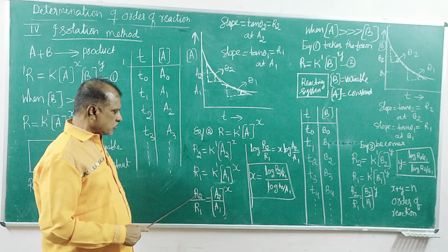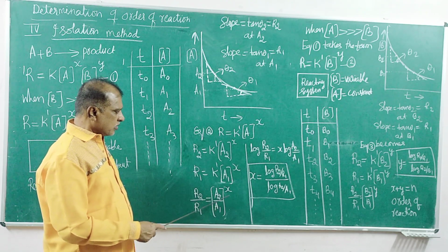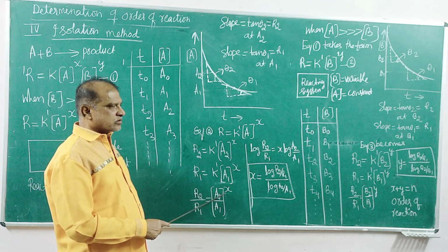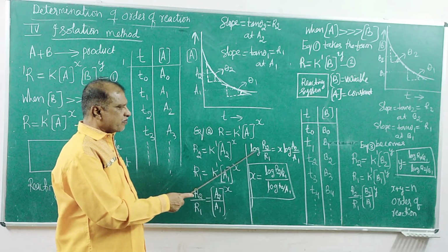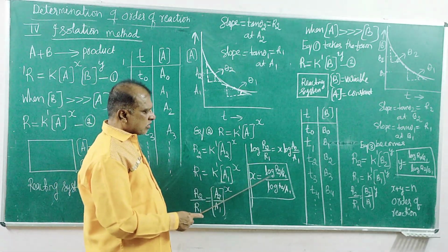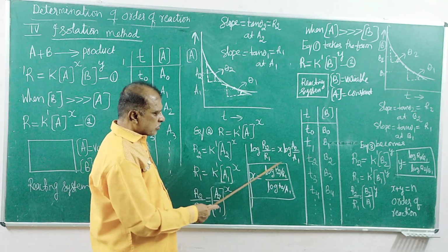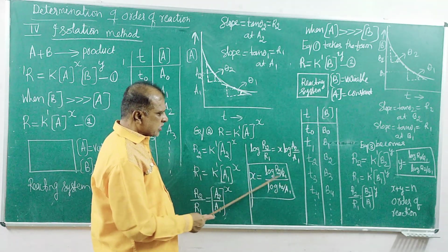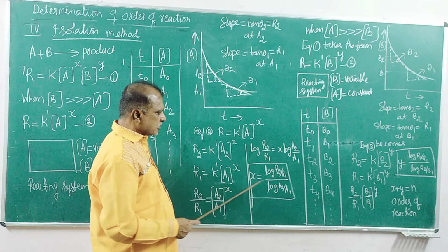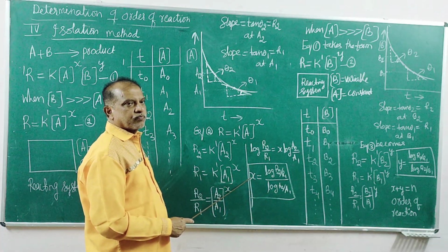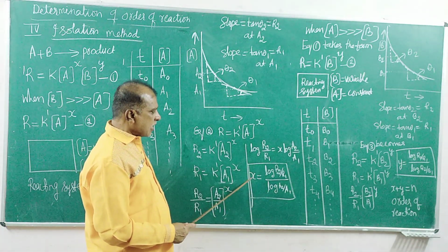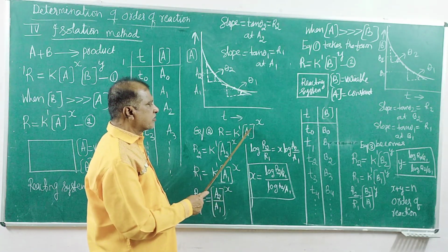Knowing this ratio, we can evaluate the value of X by taking the log of both sides. X equals the logarithm of this ratio divided by the logarithm of the concentration ratio. These values are known. Take the log, take the ratio, and we get the value of X. This is how the value of X can be evaluated.